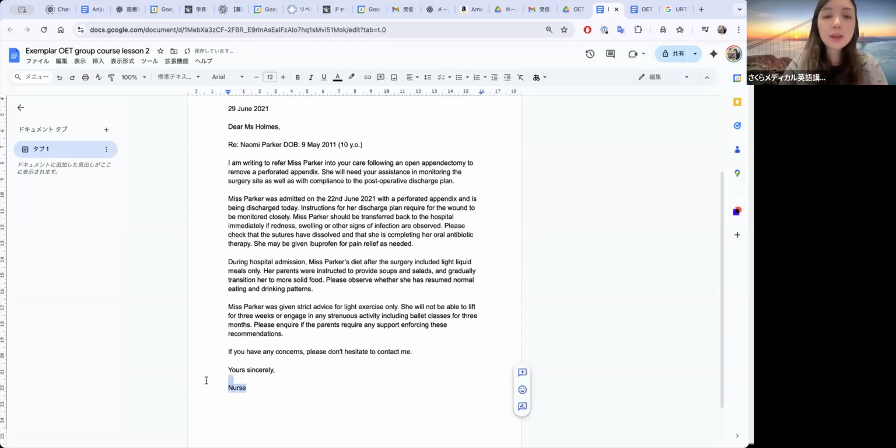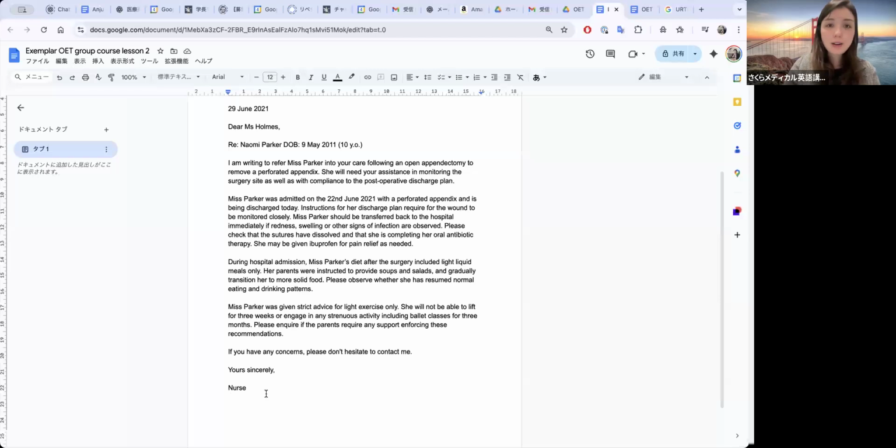You're not going to write your name because that could affect, well, fair marking. In case the examiner or the marker knows that person, it's going to affect the scores. So, you don't want to write your name. You just want to write ward nurse or nurse or something like that.